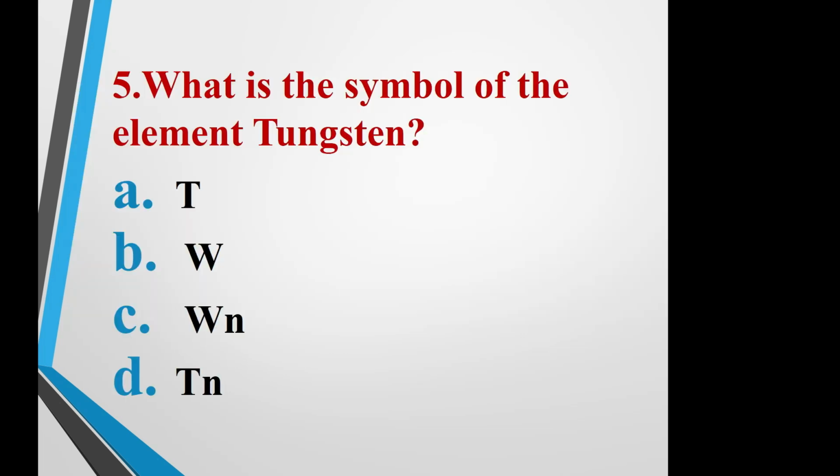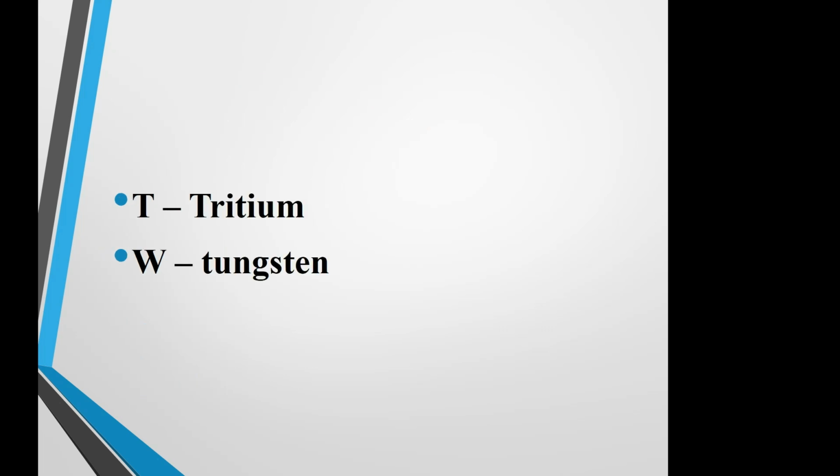Next question. What is the symbol of element tungsten? Option A, T; B, W; C, WN; D, TN. Answer is B, W. So the symbol of the element tungsten is W, and the symbol of the element tritium is T.